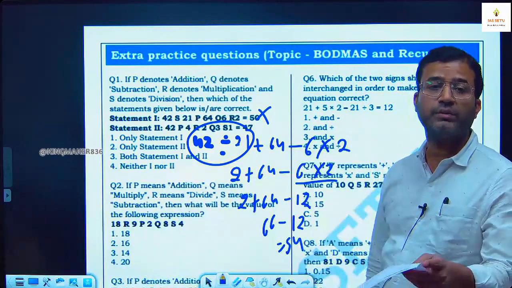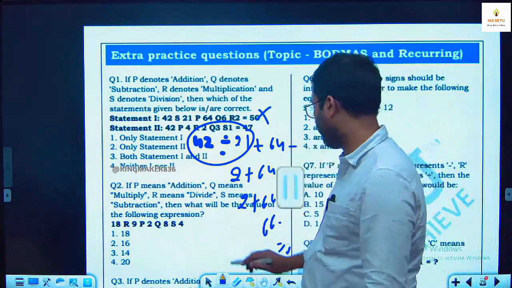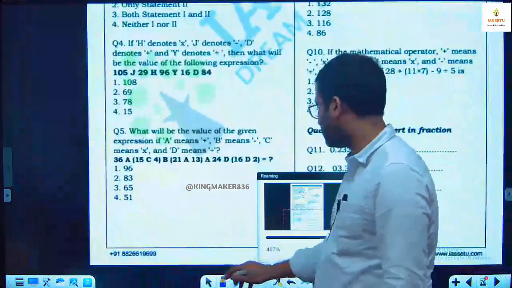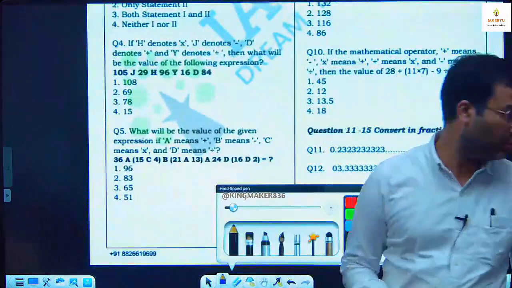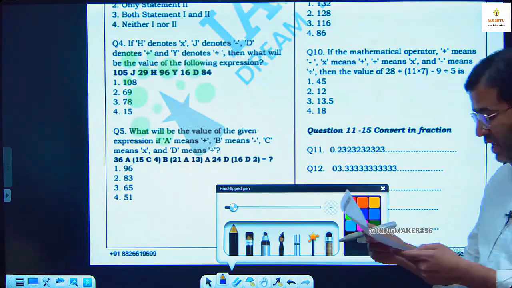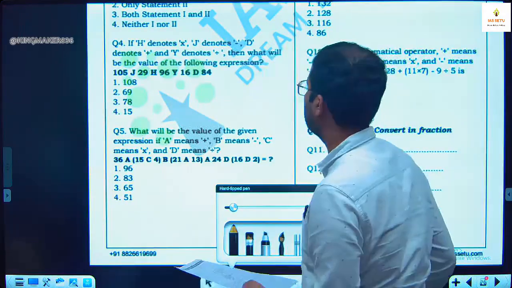क्वेश्चन नंबर 8, उससे पहले 4. क्वेश्चन नंबर 4, ऑनलाइन स्टूडेंट यू कैन ऑल्सो आस्क योर डाउट, अगर है तो मैं एक बार देख लेता हूँ. क्वेश्चन नंबर 5, 8. ओके, I take question number 5, 8 also. 4, 5, 8. Question number 4 is H denote multiplication, J denote minus, D denote plus, Y denote division.